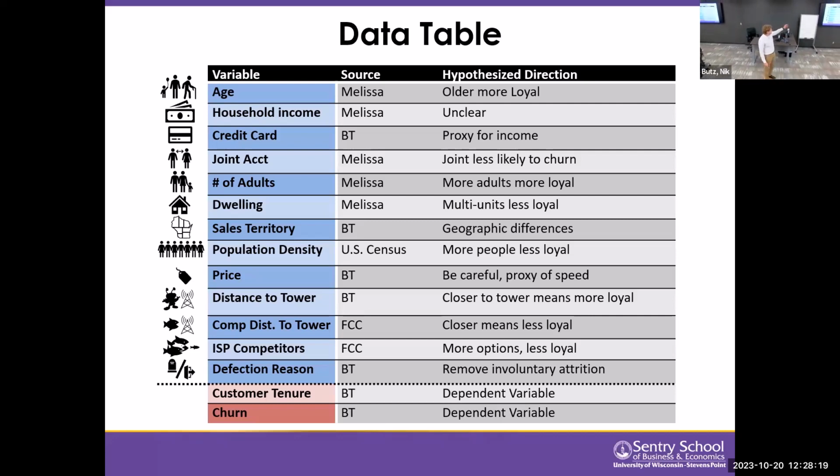We had a multitude of sources, such as Melissa, Bug Tussel, US Census, and the FCC. The only one that we had to purchase was Melissa, and we'll get into that later, but it was not very expensive, and it was very thorough for what we thought it would be.